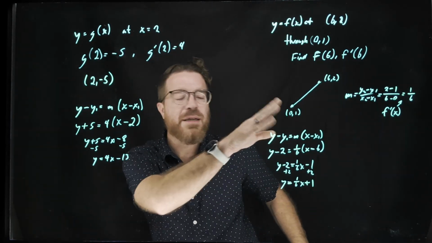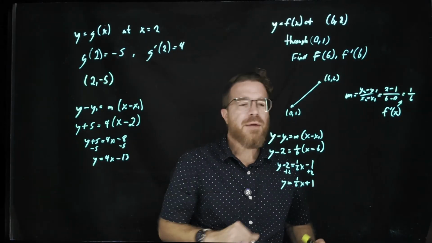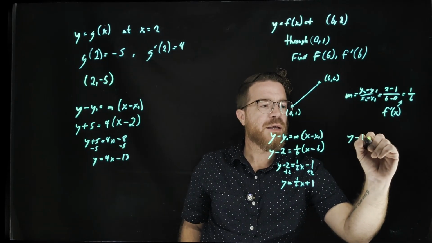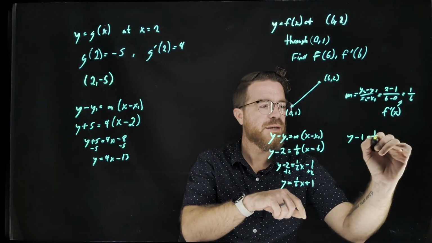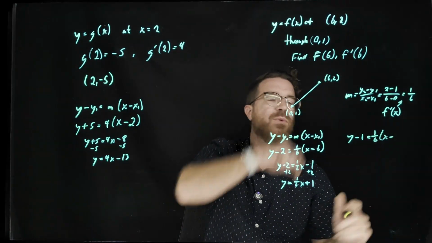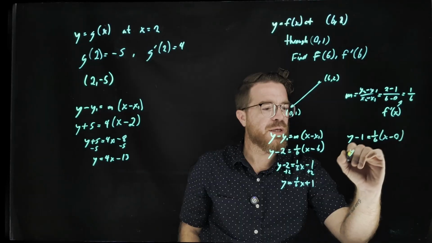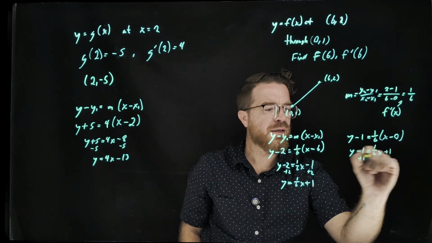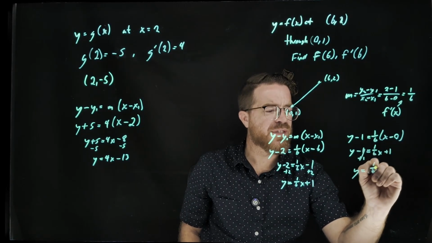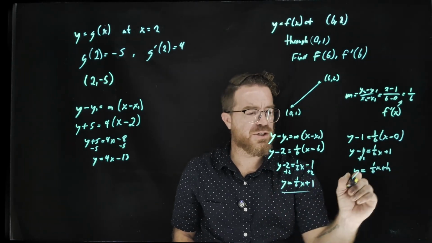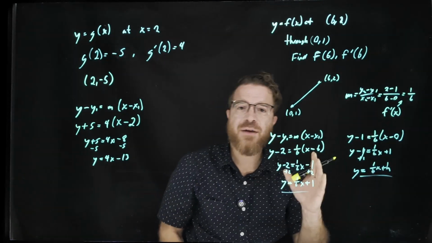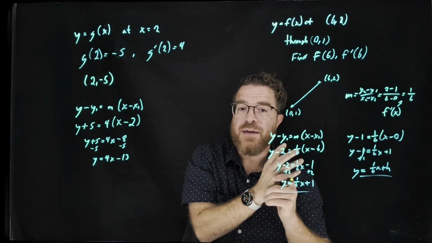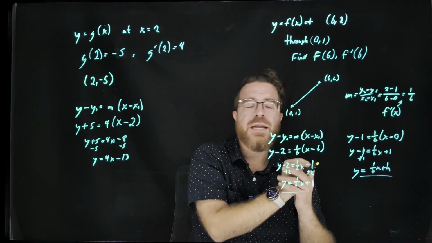Now, what if we had plugged in 0, 1 instead? So y minus, my y1 is 1, equals m, which is 1/6, times x minus, my x1 is 0. So this is y minus 1 equals 1/6 x. Add 1 to both sides, and I get y equals 1/6 x plus 1. And you will see that these two are exactly the same. So if you have your slope and a single point, as long as it is on that function, it will give you the tangent line at that point.